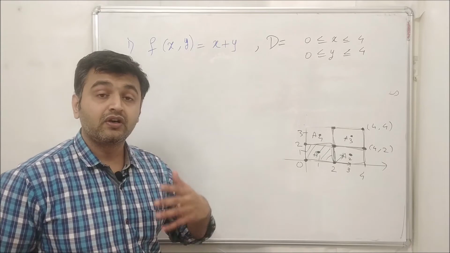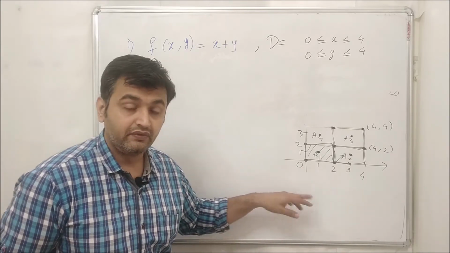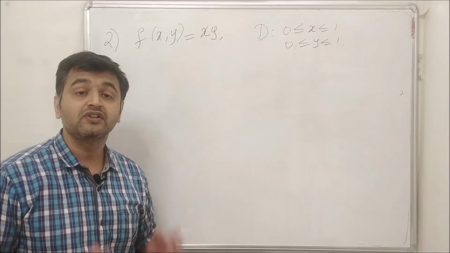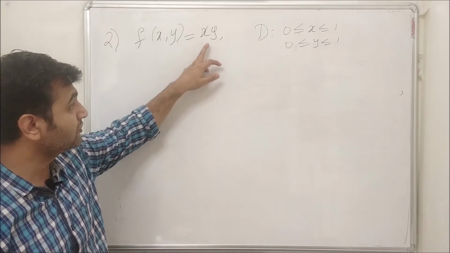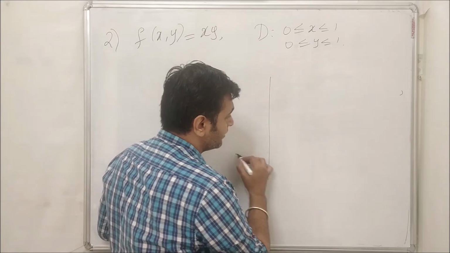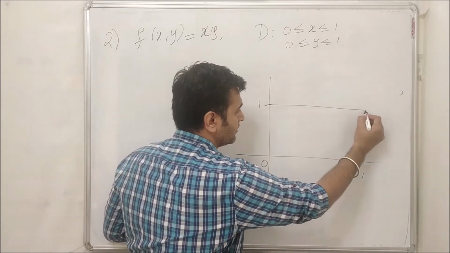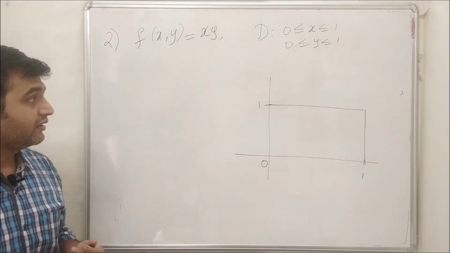Okay, now let's go for another example where you have a partition in general where n will be involved. So let's see how to solve that example. Okay, so now let's go for the second example. Now here the function is f(x,y) equal to x times y. Again I'm taking the rectangle, but now I'm taking a smaller one, the unit square, 0 to 1, 0 to 1.